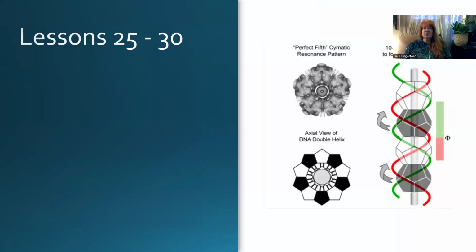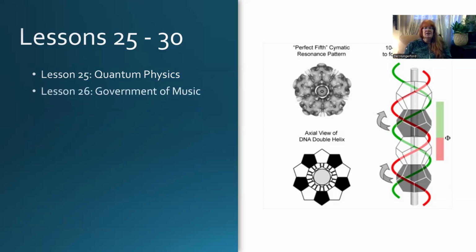Lessons 25 through 30. 25 is an introduction into quantum physics. I am not a physicist, so I can only give you the basics, but I send you to places where people know more information. Lesson 26 is all about the government of music. Sound, rhythm, harmony, all of those things that work together to make music what it is.